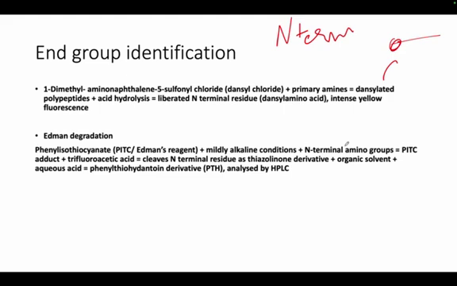But if we want to label residues sequentially, we have to use something called Edman degradation, which is by far the most common method of peptide sequencing, and is very useful for short stretches of amino acids. For Edman degradation, we need a chemical called phenylisothiocyanate. It's also called Edman's reagent. What Edman's reagent does is react with primary amines. You require a primary amine.